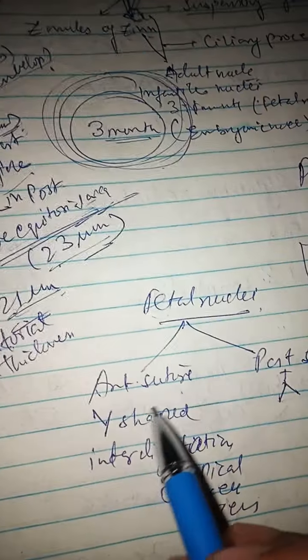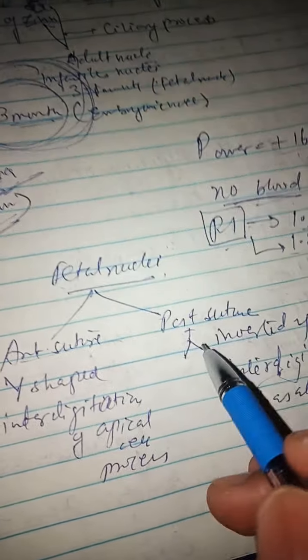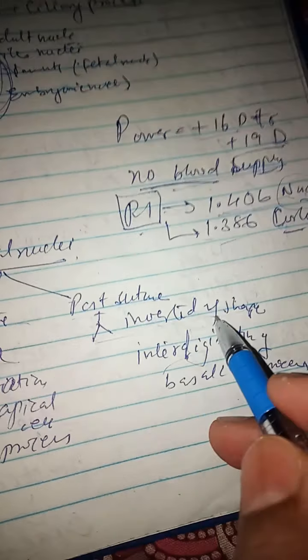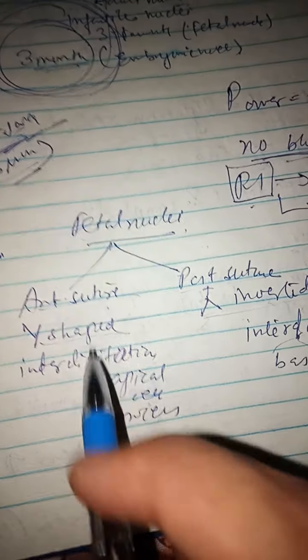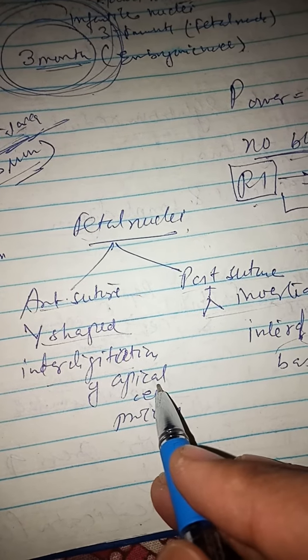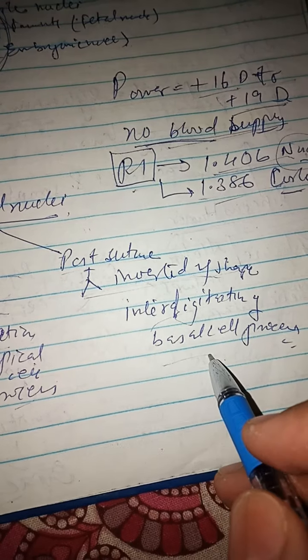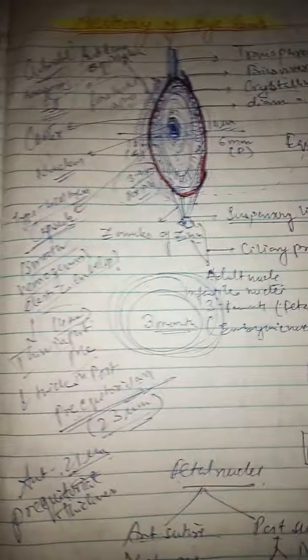The fetal nucleus has two parts, the anterior suture and the posterior suture, which are a Y-shaped anterior suture and an inverted Y-shaped posterior suture. The anterior suture is the interdigitation of the apical cell processes, and the posterior suture is the interdigitation of the basal cell processes. So it is all about the anatomy of the lens.